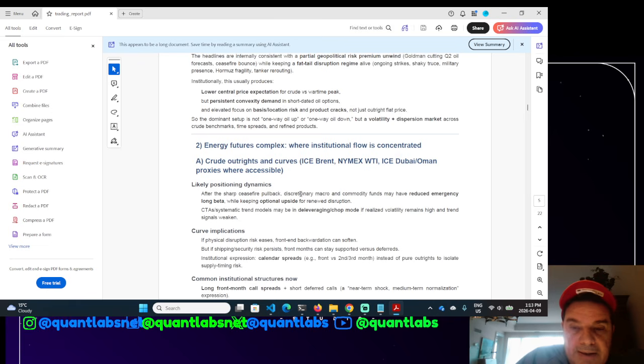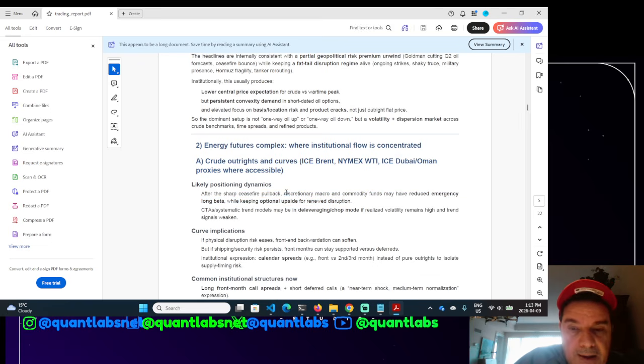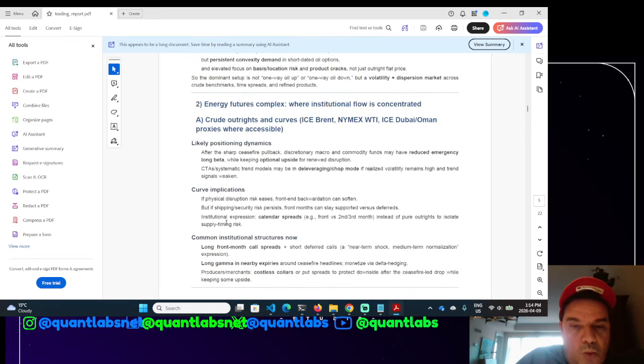So here you can see, this is what the big funds are doing, and this has price impact on oil. If there's this risk or this event, the discretionary macro and commodity funds may reduce emerging long beta while keeping optional upside for renewed disruption. It's all done through options, puts, calls, the like. Then you get into this deleveraging mode or chop mode of volatility. If it's realized, remaining high trend and signal weaken.